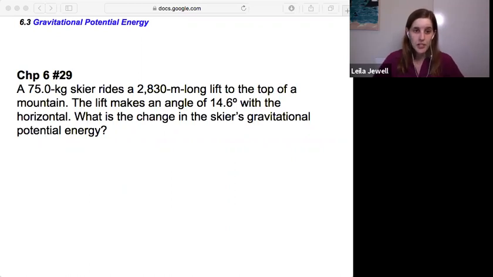A 75 kilogram skier rides a 2,830 meter long lift to the top of a mountain. The lift makes an angle of 14.6 degrees with the horizontal. What is the change in the skier's gravitational potential energy?